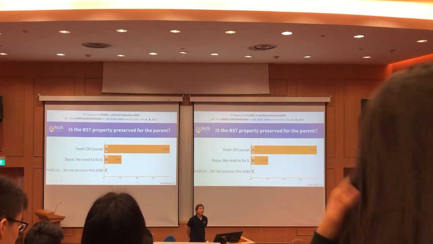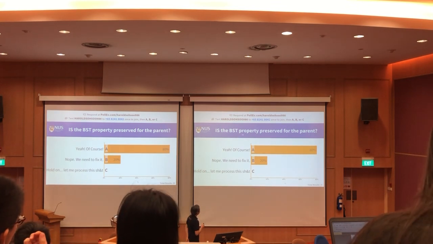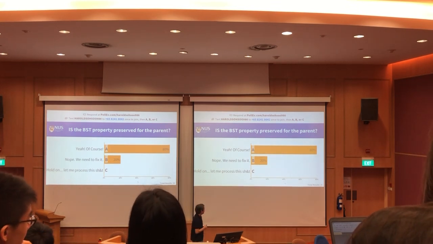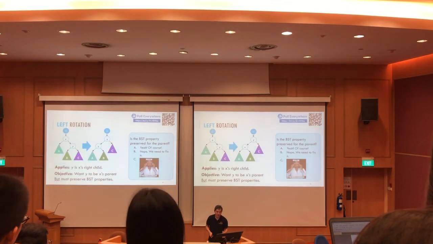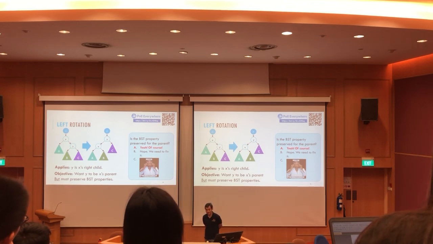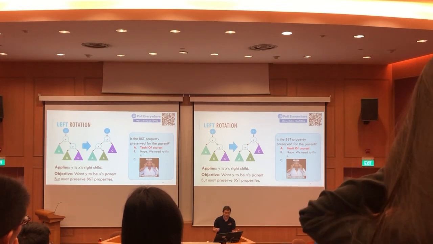Okay, so 80% of the respondents think that yes, the BST property is preserved, so we don't have to do anything. And 20% think, no, something's wrong, we've got to fix it. The BST property is actually preserved for the parent. Now why is it preserved for the parent? Let's have a look. There are two possible cases that can occur in this case.